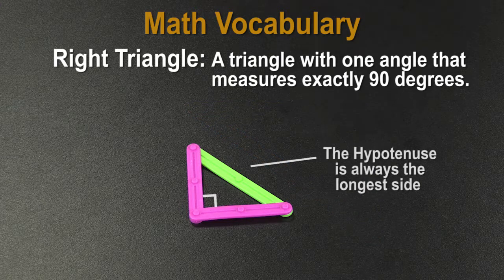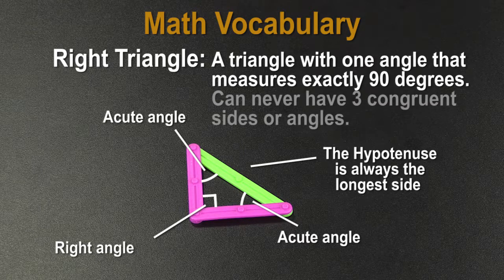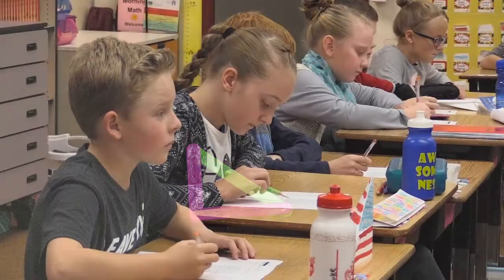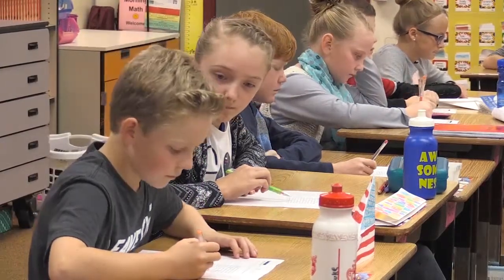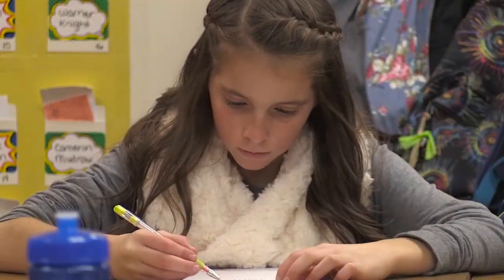The side opposite the right angle is always the longest side. The angles in a right triangle are always one right angle and two acute angles, and right triangles can never have three congruent sides or angles. Right triangles are the foundation shape of mathematics and are used in numerous applications throughout secondary mathematics and the real world.